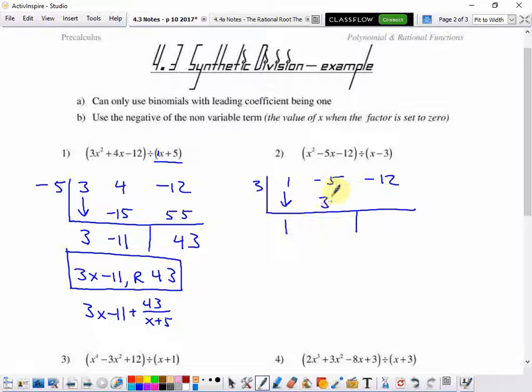3 times 1 is 3. Add, negative 2. 3 times negative 2 is negative 6. Add, negative 18. There's my remainder, constant term, and my x term. 1x minus 2 with a remainder of negative 18.